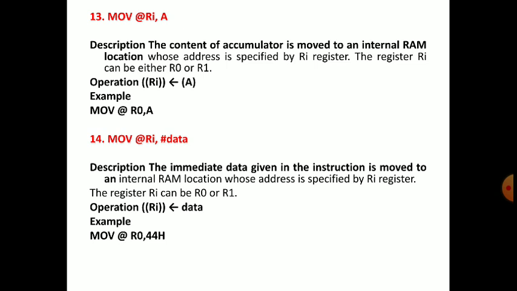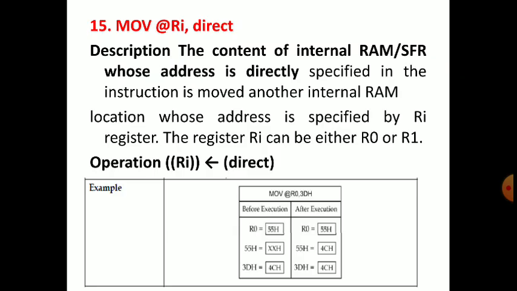I hope everyone has completed that small assignment also. Now, the 15th instruction in this data transfer group, that is move at the rate Ri comma direct. Move at the rate Ri comma direct instruction. So from the description, the contents of internal RAM register whose address is directly specified in the instruction is moved to another internal RAM.